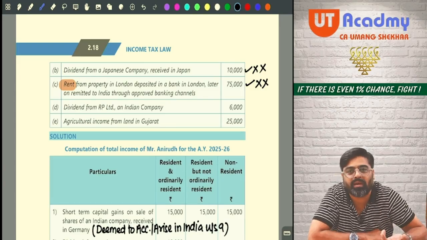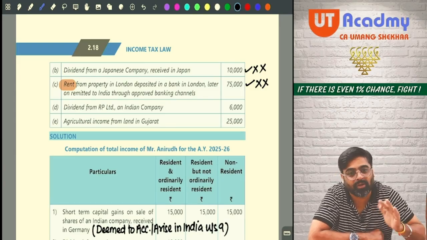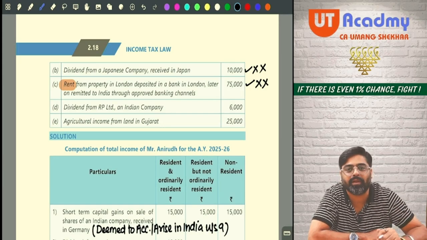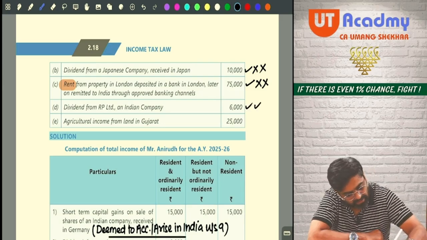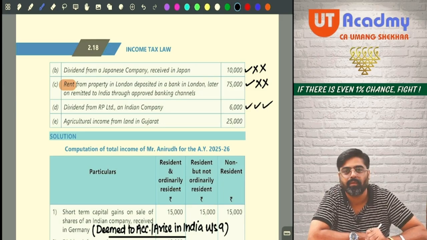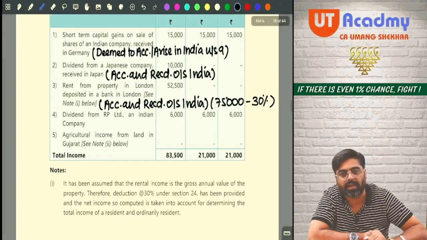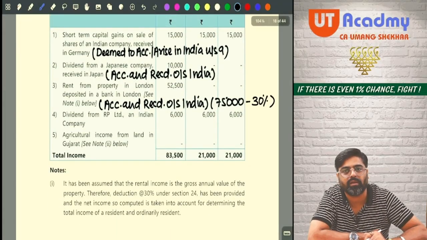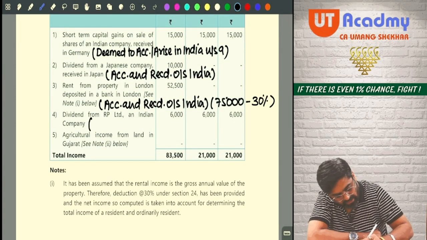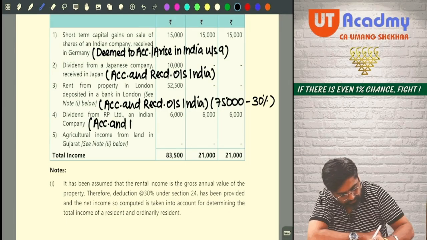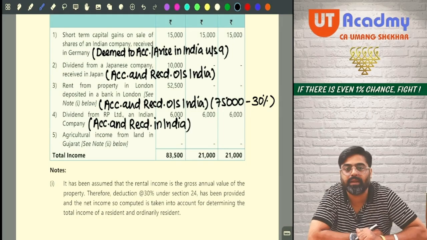Which type of income is this? Indian income. No need to deem also. Getting my point? So Indian income, what do we do? Take and take. So it will be taxable for all. Can you see 6,000, 6,000, 6,000? And below, besides this, you will write down what? Accrued and received in India. Hence, it will become Indian income.